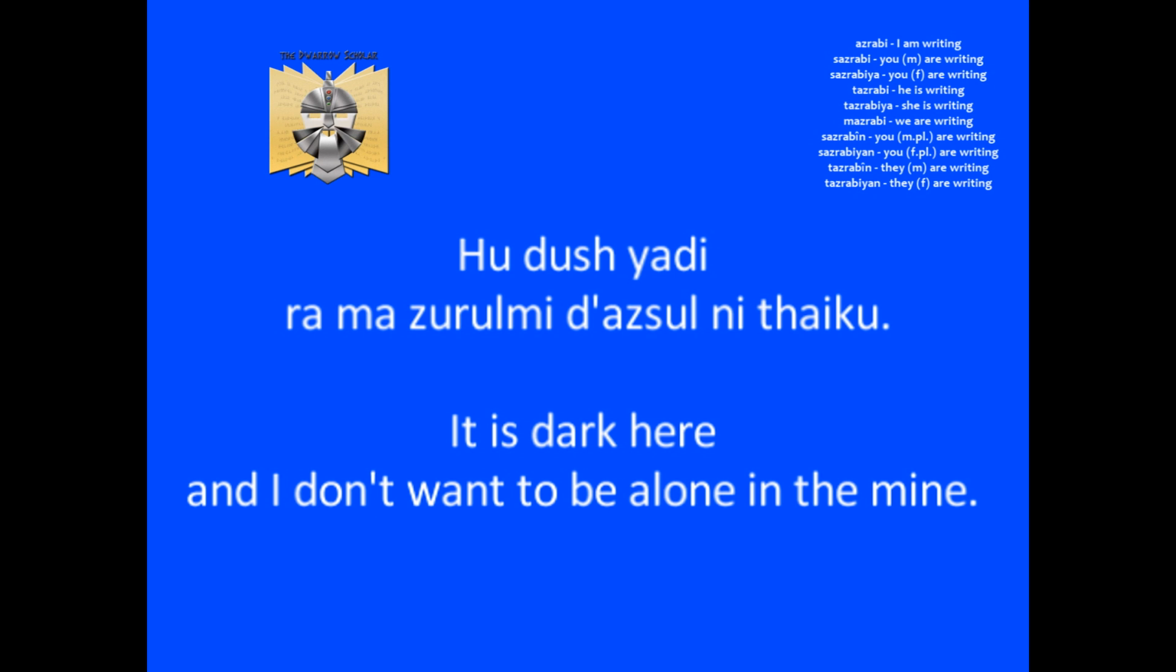Note that this verb is a U-type verb that in the perfect, as it uses U vowels to form the verb base. The negation in this line is important as well, of course. We add a separate ma in front of the verb to indicate it, so that would be ma zurulmi, I don't want. Not to be confused with the separate ma, which is the word for us. We are using the perfect form in this case because Tari is quite sure about her statement. She does not wish to be alone in the mine.